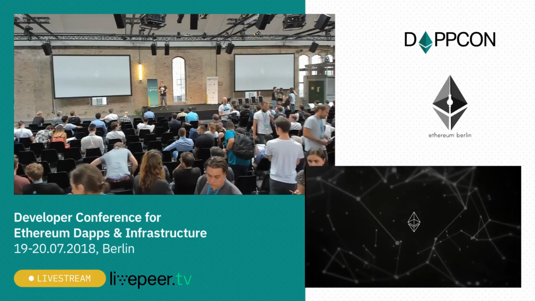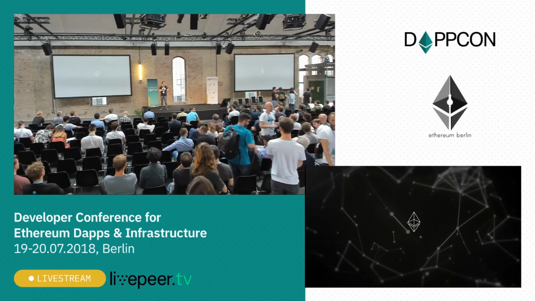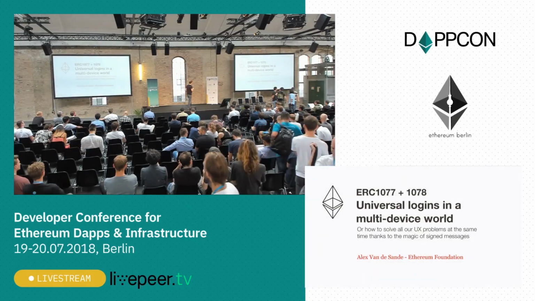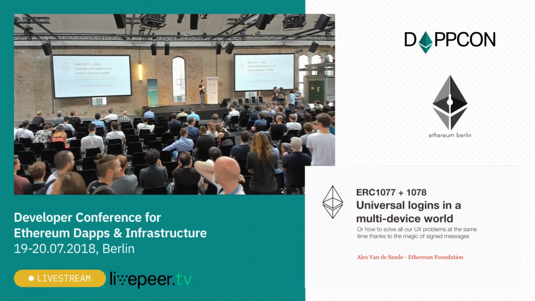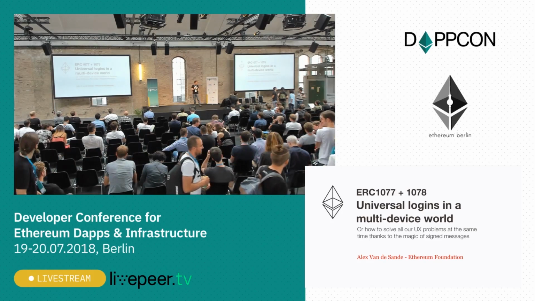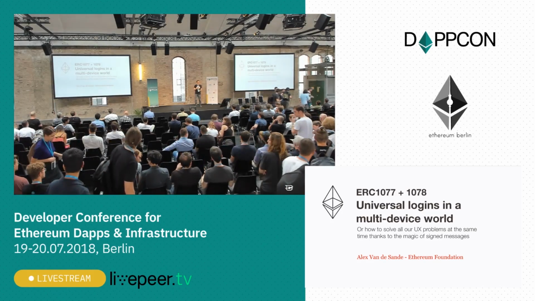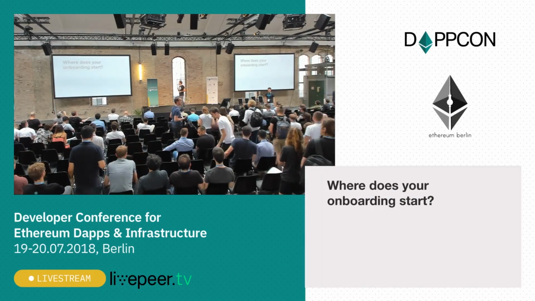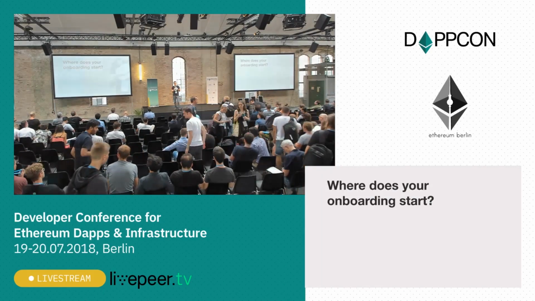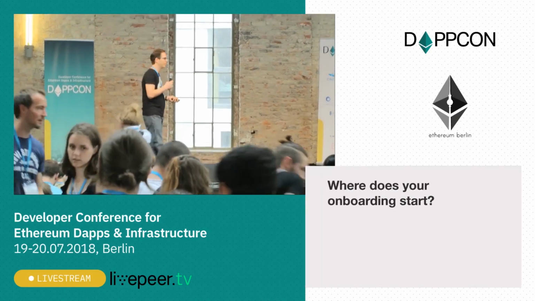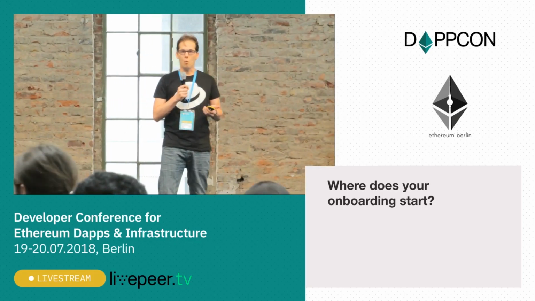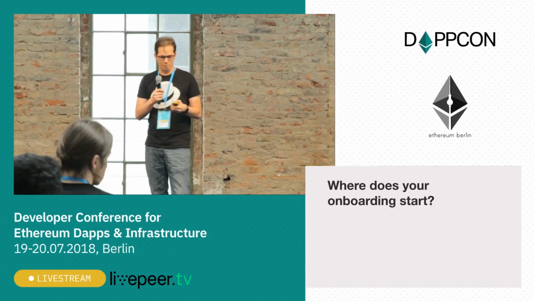So let's talk about how to solve every single UX problem we have in the next 20 minutes, right? Universal logins is a very long word, but I think I'm going to start with what should be a very simple question, which is, where does your onboarding start? I mean, what does it mean? Where does your app start? Where do your users come from, right?